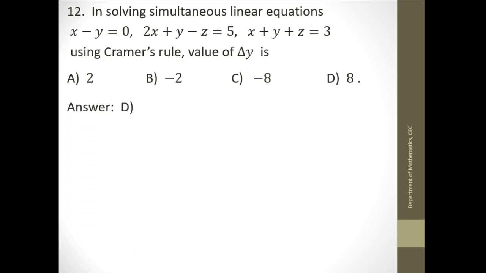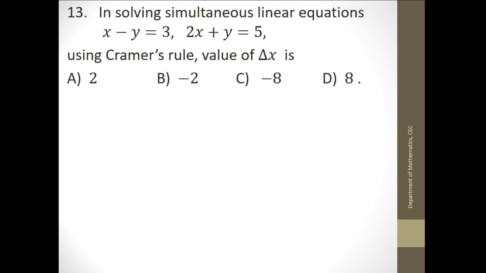So, when you expand that determinant, it is 1 into 5 minus minus 3, that is 8. And the remaining two elements are 0, 0, therefore it is 8 only. So 1 into 5 into 1 minus 3 into minus 1 plus 3. So 5 plus 3 is 8. 8 into 1 is 8.